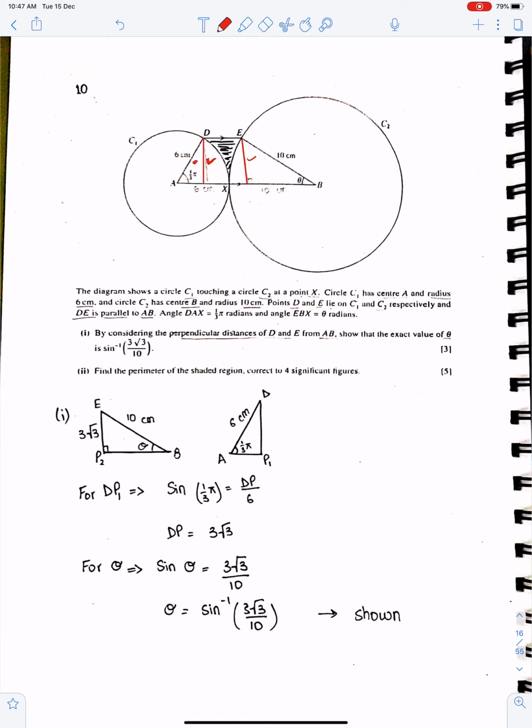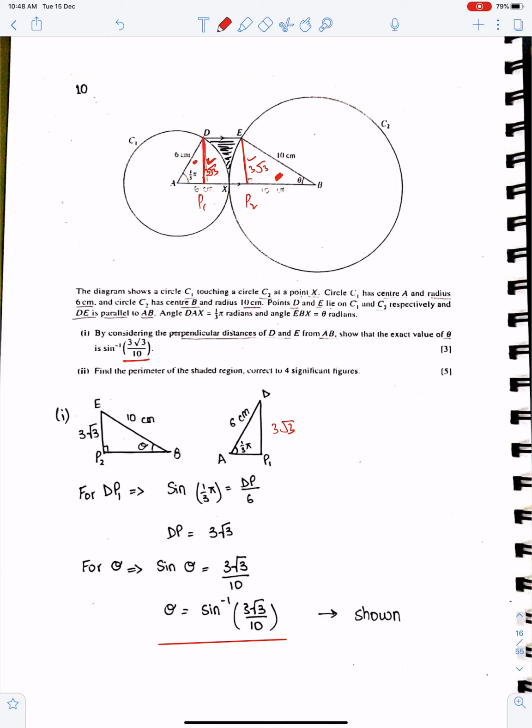You can suppose this as P1 and this is P2. So this length is 3 root 3, therefore this length is also 3 root 3. By using sine theta in this triangle, we can show this. Here is the answer. In this question, this length was very important. First get this length, and these two lengths are the same, this and this. Therefore, you can use sine theta to prove the answer.